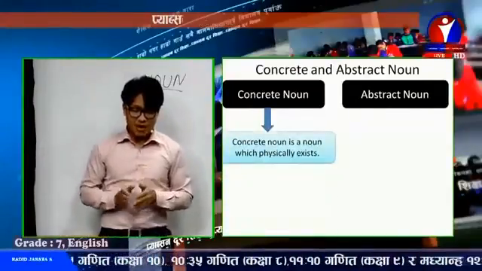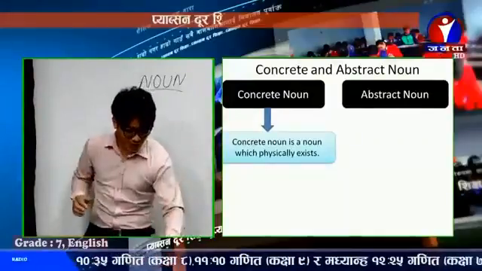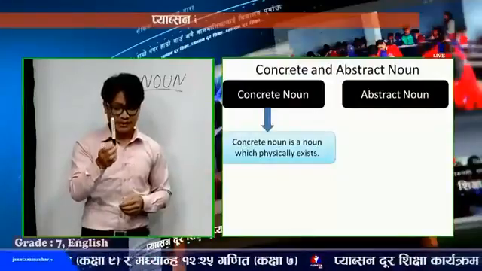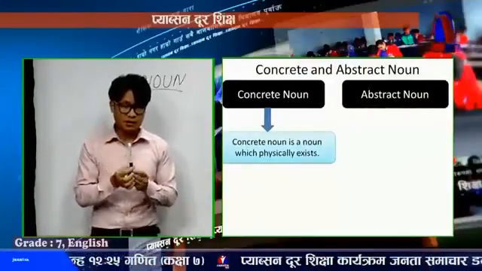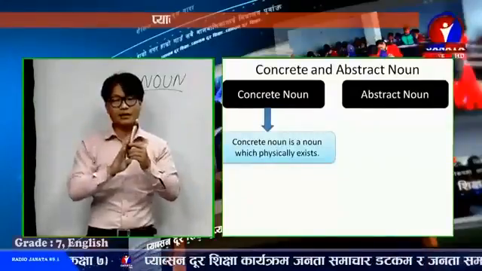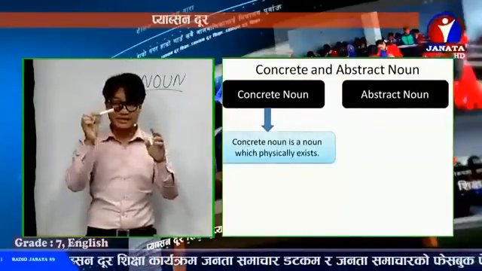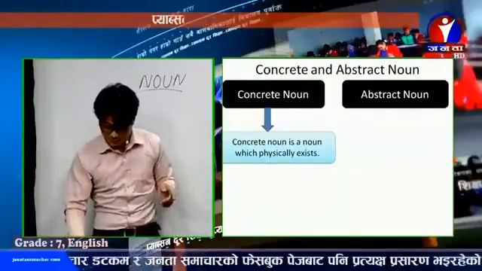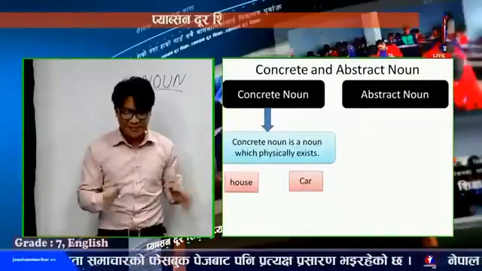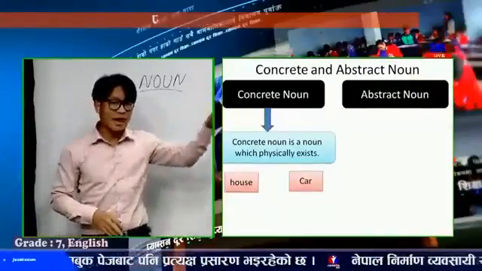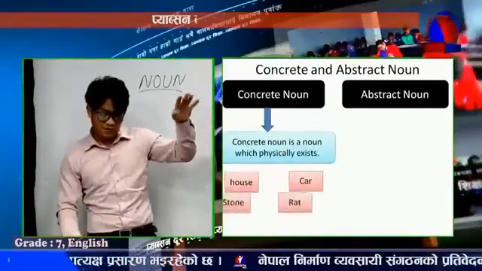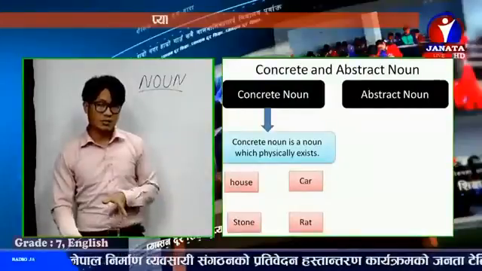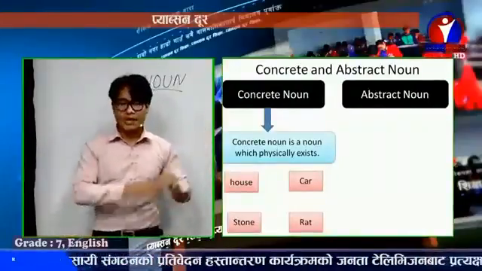A concrete noun is a noun which physically exists. I gave you the example of a marker. This marker is a concrete noun because it exists physically. We can touch it, we can see it. And what is an abstract noun? First of all, let's have examples of concrete nouns: house, car, stone, rat. These are concrete nouns because we can touch them, we can see them.